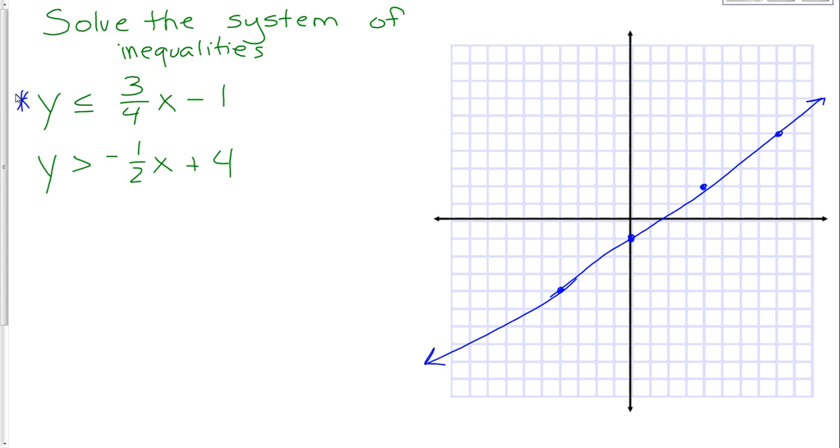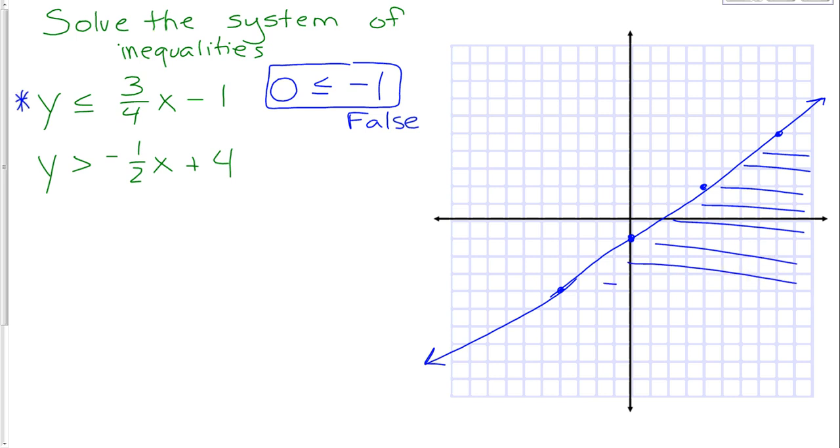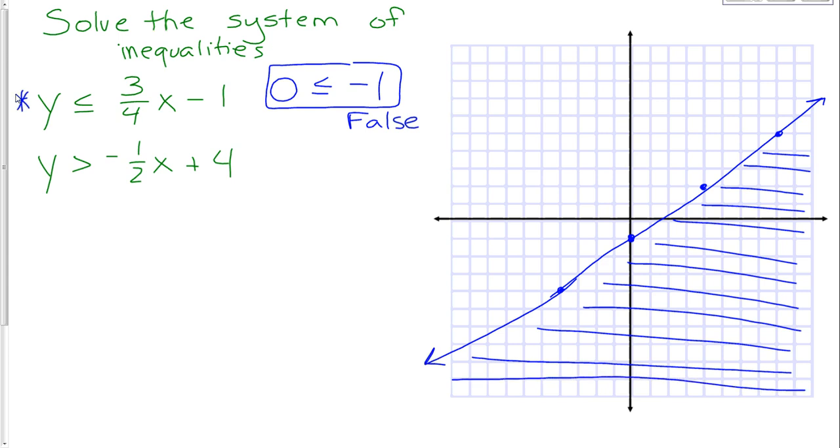Now we're going to use a test point, much like we did with the previous unit. We're going to test the point 0, 0. So if we plug 0 in for y and 0 in for x, we get 0 is less than -1. This, of course, is false. So because this is false, we're going to shade the side that does not have the point 0, 0. I'm not going to totally shade this in. I'm just going to mark it with horizontal lines. So there's our first equation.